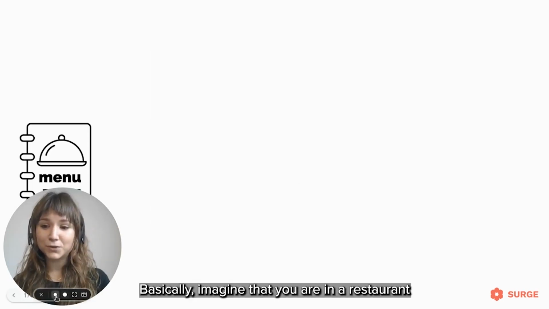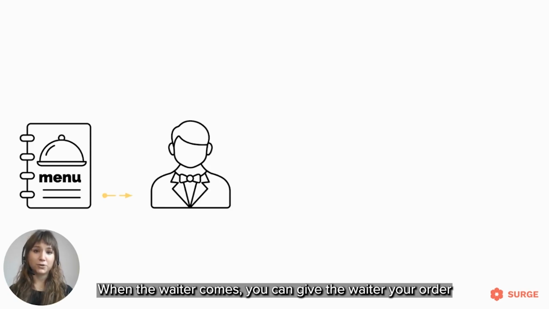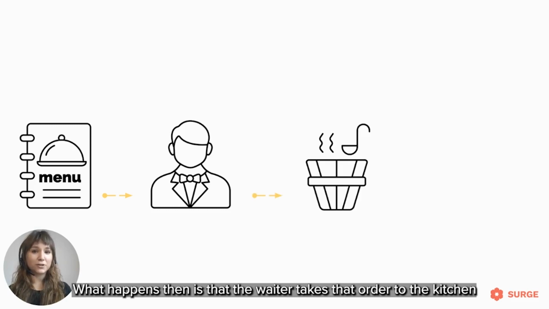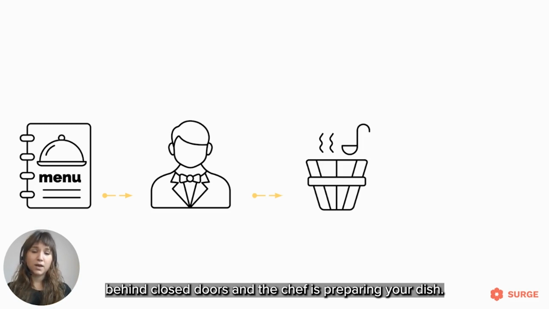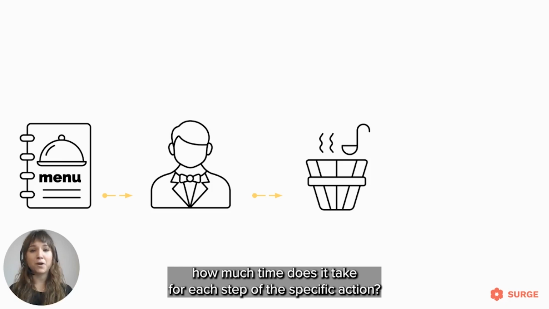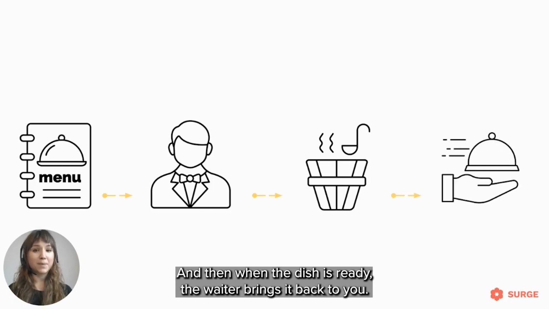Basically, imagine that you are in a restaurant and you receive a menu with a list of different dishes. When the waiter comes, you can give the waiter your order and say that you want to eat spaghetti bolognese today. What happens then is that the waiter takes that order to the kitchen behind closed doors, and the chef is preparing your dish. The problem is, though, that you don't know what exactly he is doing, which ingredients he uses, how much time it takes for each step. And then when the dish is ready, the waiter brings it back to you.